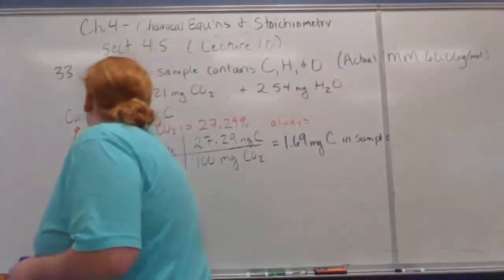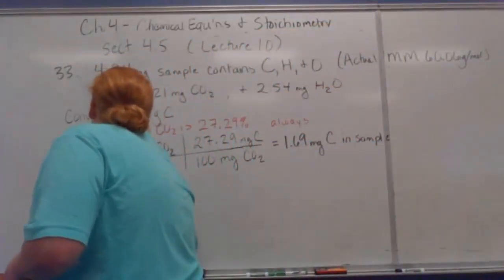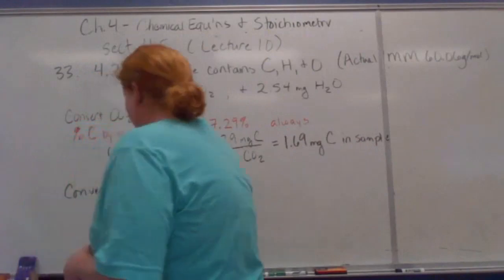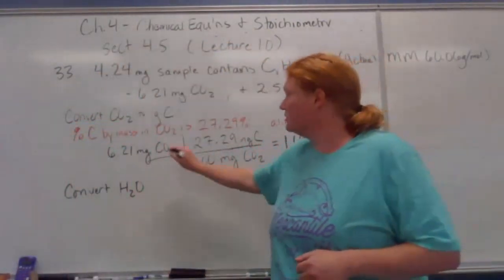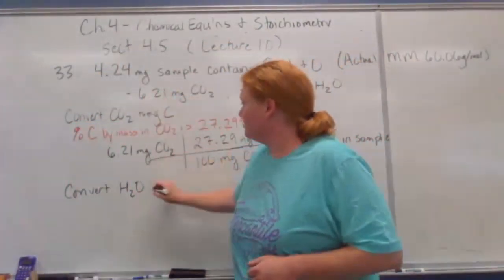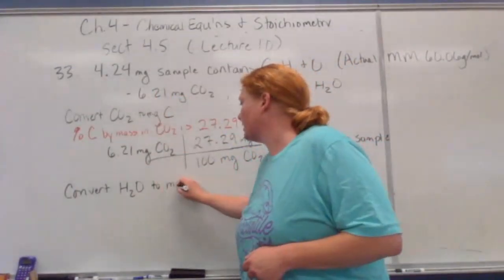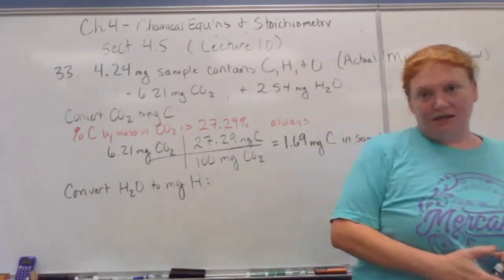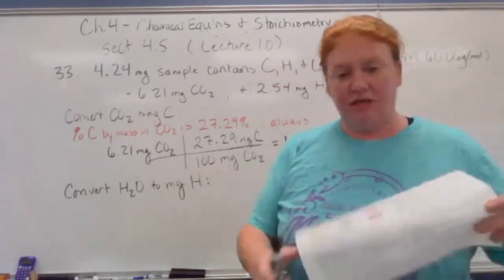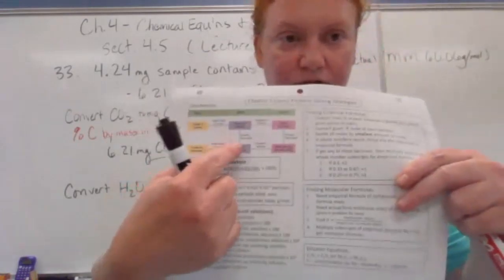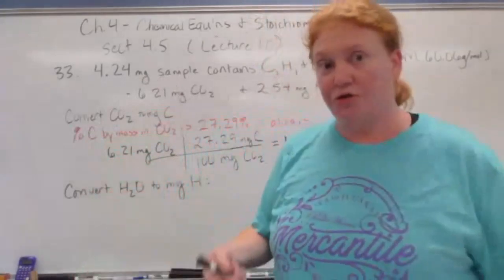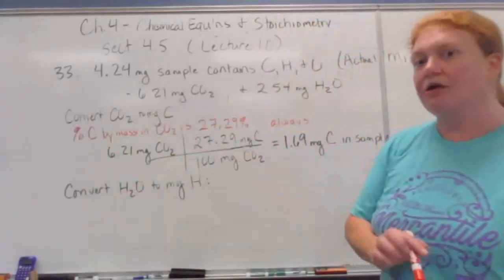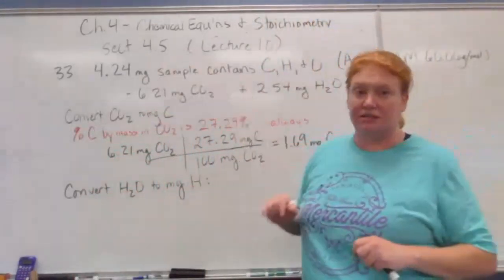Next, convert water, milligrams of water to milligrams of hydrogen. And again, you can solve this using a train track, dimensional analysis, or you can use mass percents, which is what I'm showing here. The train track solution is on the slides.